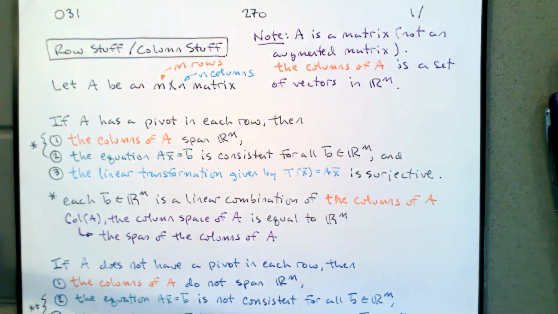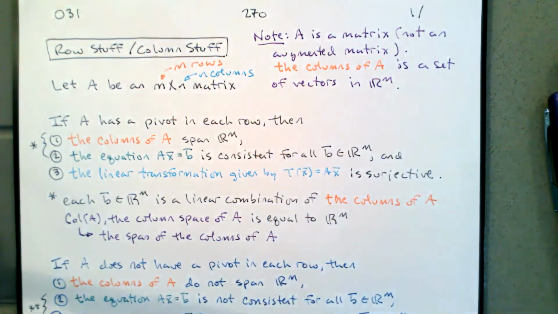If A has a pivot in each row, then the equation AX equals B is consistent for all B in Rm. That's what it means for the columns of A to span Rm. That means the equation AX equals B is consistent for all B in Rm. We can also think of that as each B in Rm is a linear combination of the columns of A. When we're making linear combinations, we're making linear combinations of sets of vectors.